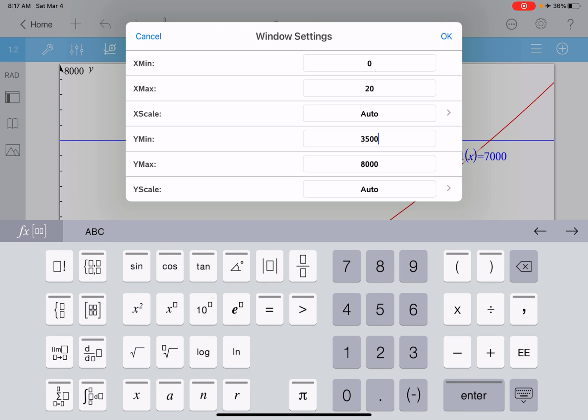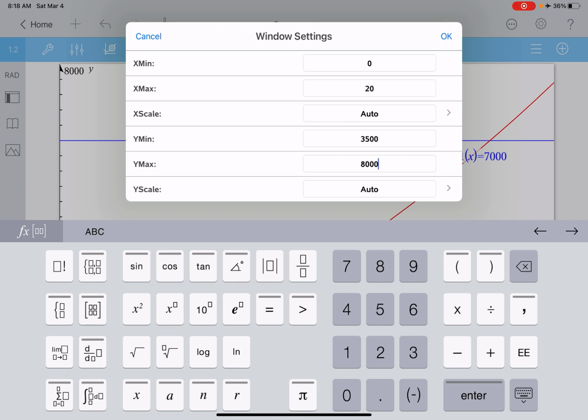Now, Y minimum. Y in this function is measuring the amount of money in your account. And so I would ask you guys, what's the lowest amount of money that you can ever have? Well, 0 would probably be an answer, but in the confines of this problem, you're starting with $3,500, and this problem makes it sound like the amount of money is only going to go up. So in that regard, $3,500 is a pretty good minimum there because we shouldn't ever have less than that.